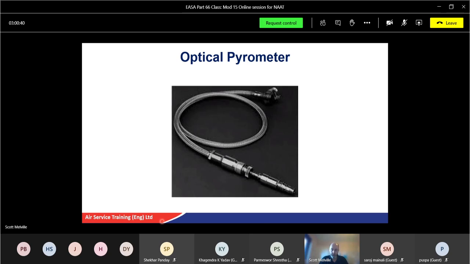What are the two types of thermocouples? What were the names of them? Two types of thermocouples. Yeah. Which one was slow and accurate?